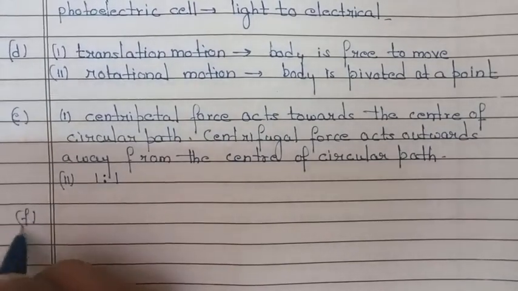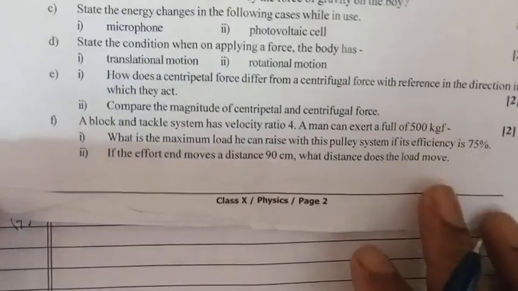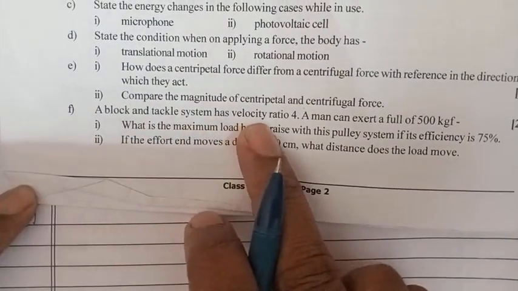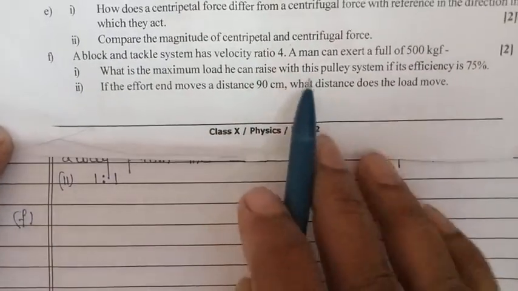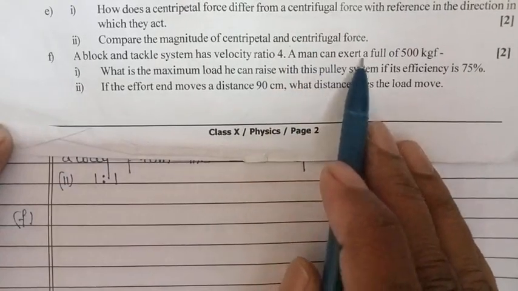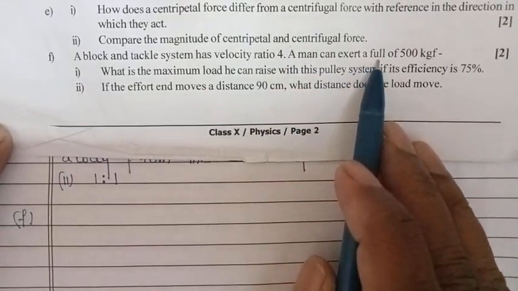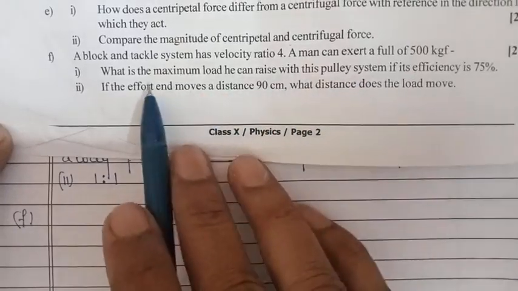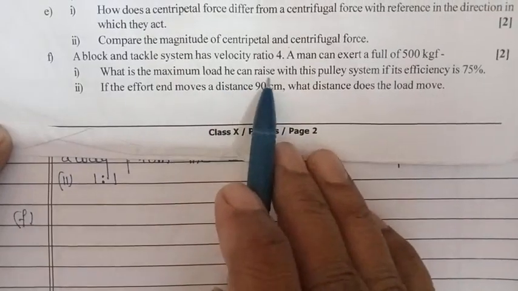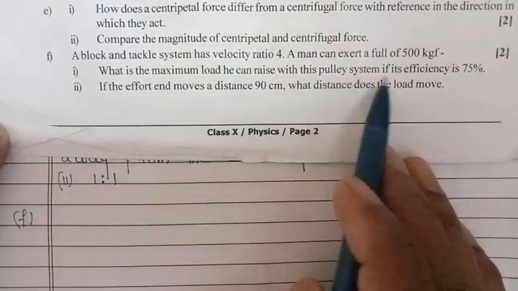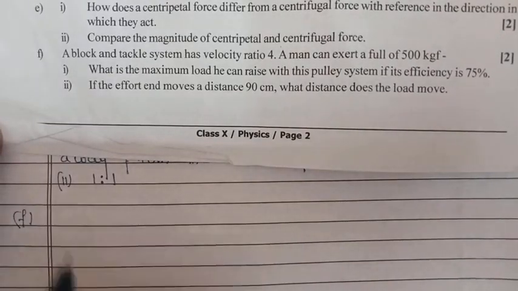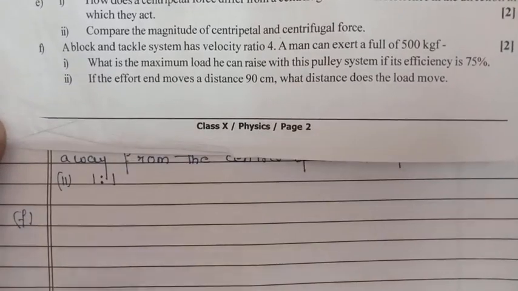Okay, now moving to the F part. In the F part they say a block and tackle system has a velocity ratio 4. So velocity ratio is given to us as 4. A man can exert a pull of 500 kgf. What is the maximum load he can raise with this pulley system if its efficiency is 75%?